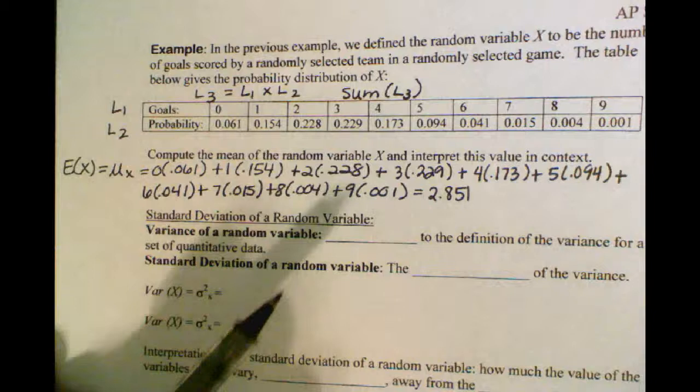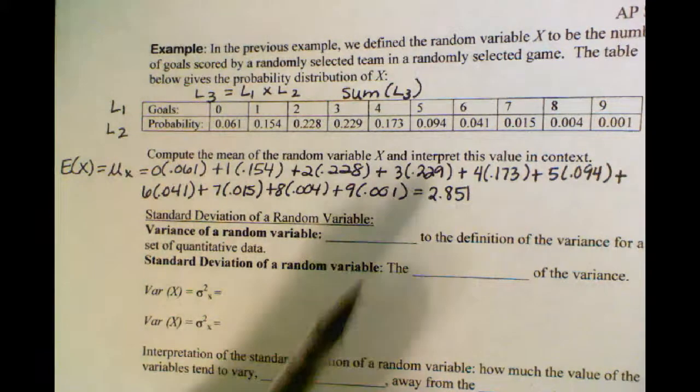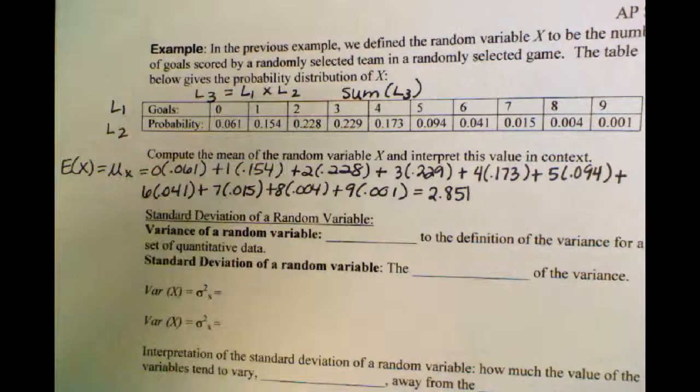It says interpret this value in context. It's actually very easy. Don't overthink it. You can just write the average number of goals scored by a randomly selected team in a randomly selected game is 2.851, or you could even say the expected number of goals is 2.851. Even though there's no possible way you could get an actual goal number of 2.851, since it's an average or expected value, it can be a decimal.